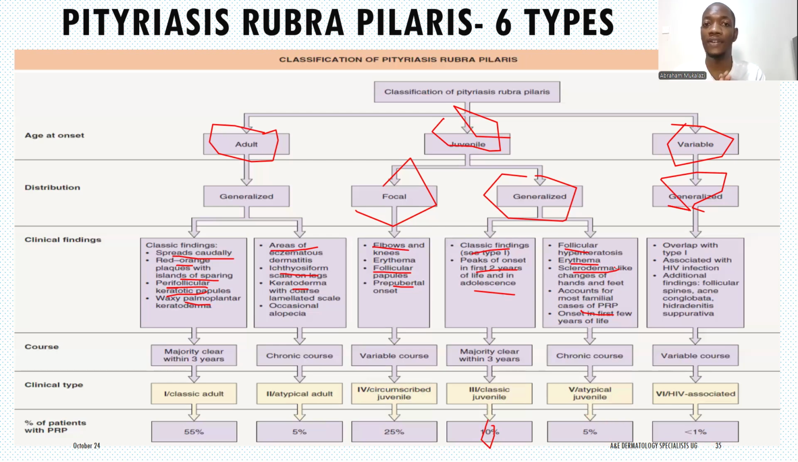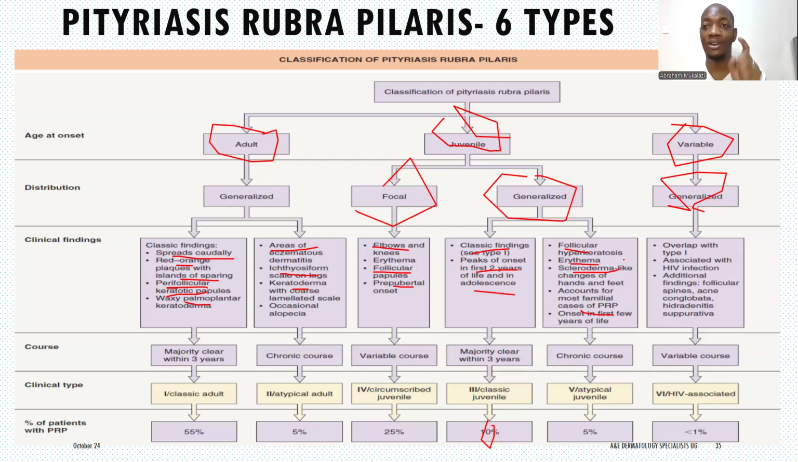So remember, when you're classifying PRP, based on the onset, it can either be adulthood or juvenile or variable, the one which is not determined by age. So when you go to adult, it is generalized all the time. Adults get generalized type, but under generalized can either have typical features or atypical features. Then under juvenile, it can either be focal, which involves only the elbows and the knees and maybe some areas of keratoderma, or it can also be generalized. So still under generalized can either be having typical features or atypical features. So that is the classification.